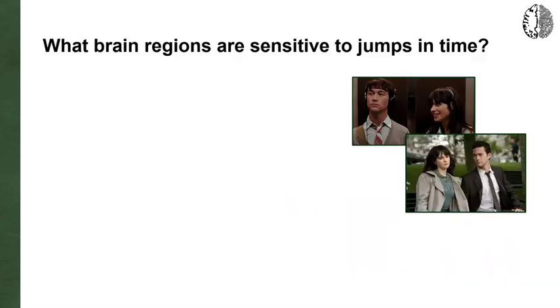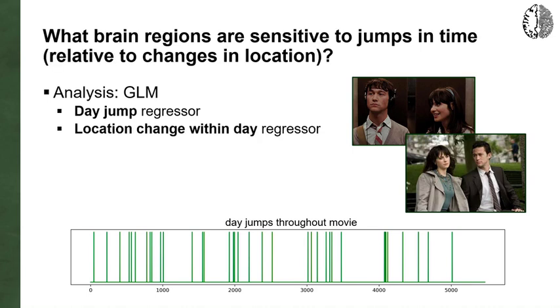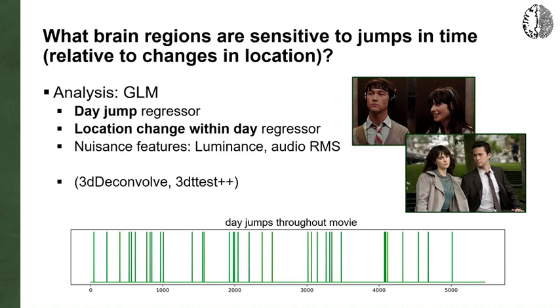For that first question, what brain regions are sensitive to jumps in time, we did a GLM analysis and created regressors from each of those day jumps that are cued. But importantly, each jump in time is going to be associated with a change in location. So we also created a regressor of every time there was a change in location that occurred within a day. In other words, these are the changes in location that occurred divorced from those major cued jumps in time. We also had nuisance regressors, some low-level confounds for luminance and audio amplitude, and for this we used AFNI.